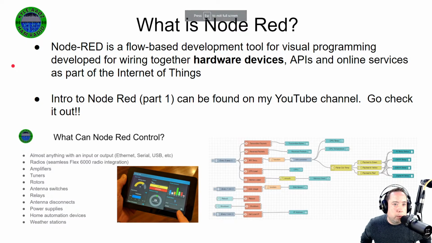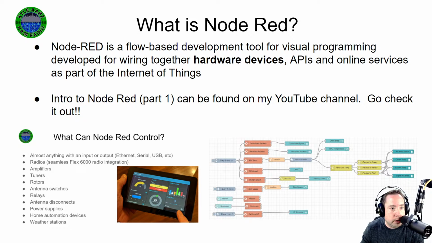All right, what is Node-RED? We're going to take a quick tour down memory lane here. Node-RED is a flow-based development tool for visual programming developed for wiring hardware devices together. So hardware, rotors, antenna controllers, your radio, amplifiers, APIs, and online services as part of the Internet of Things.